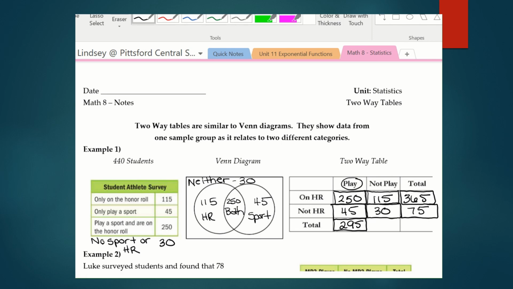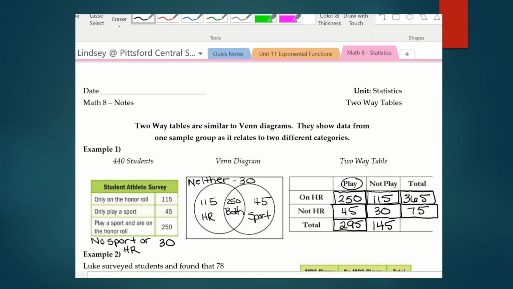Doesn't matter, they play a sport. If I move over one column to the right, now I'm looking at the total number of students that don't play a sport at all. So I'm going to take 115 and add 30 to it. I'm going to add all the numbers in that column, and this tells me how many students do not play a sport. Okay, so there's 145 kids that don't play a sport at all.